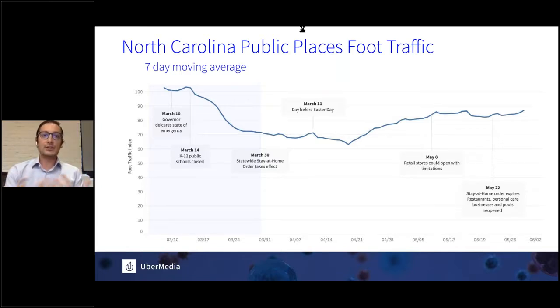So obviously COVID-19 was in the news in February, was in the news early March, but here you see March 10th, the governor declaring a state of emergency. Still nothing closed on a statewide level, but as we saw shortly afterwards, many offices decided to do work from home policies, but most importantly, public schools closed.